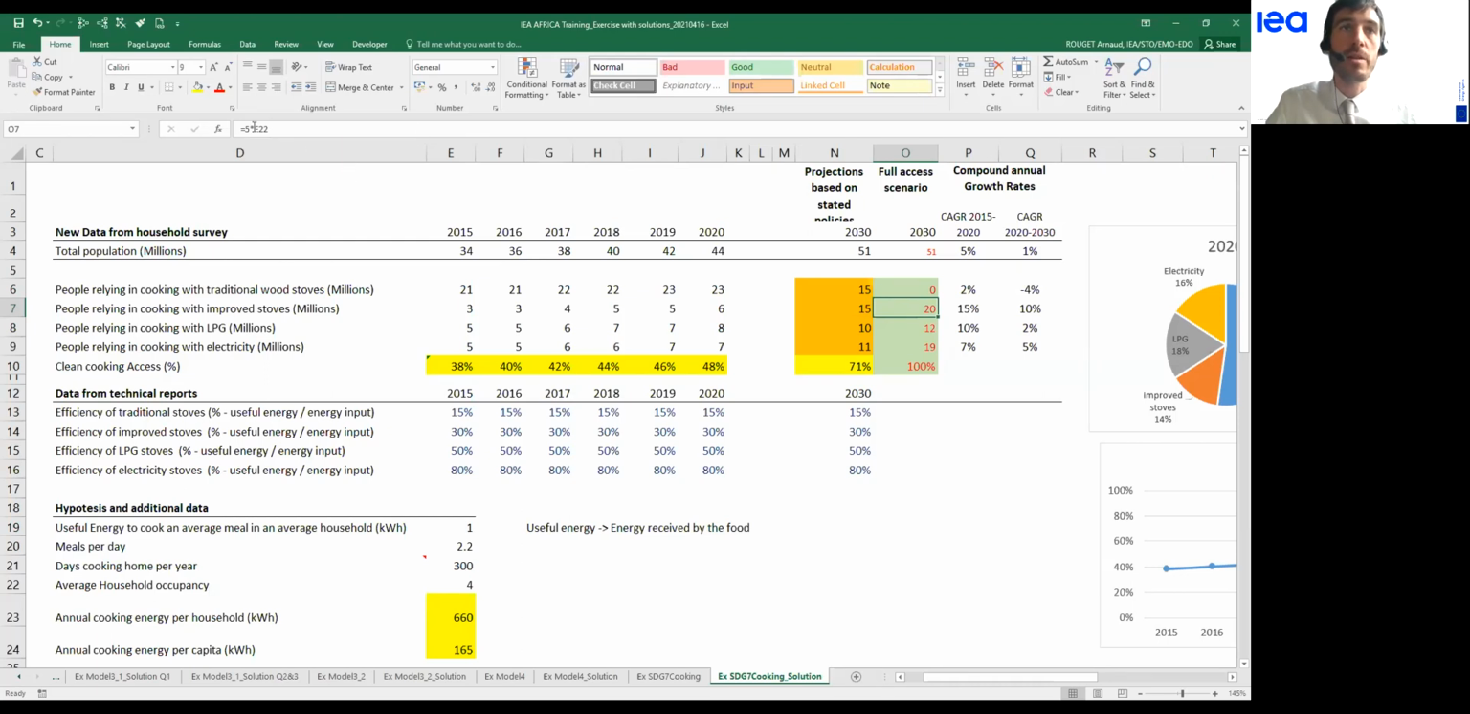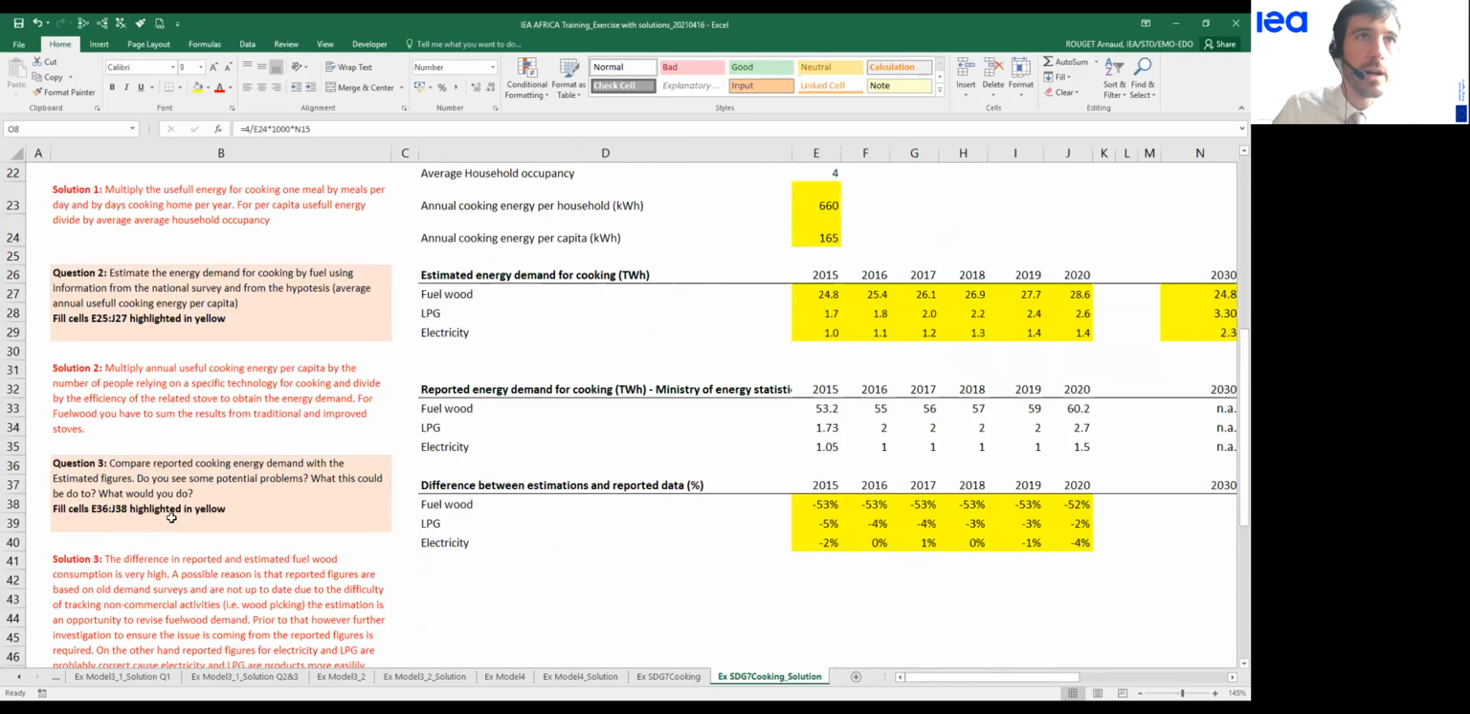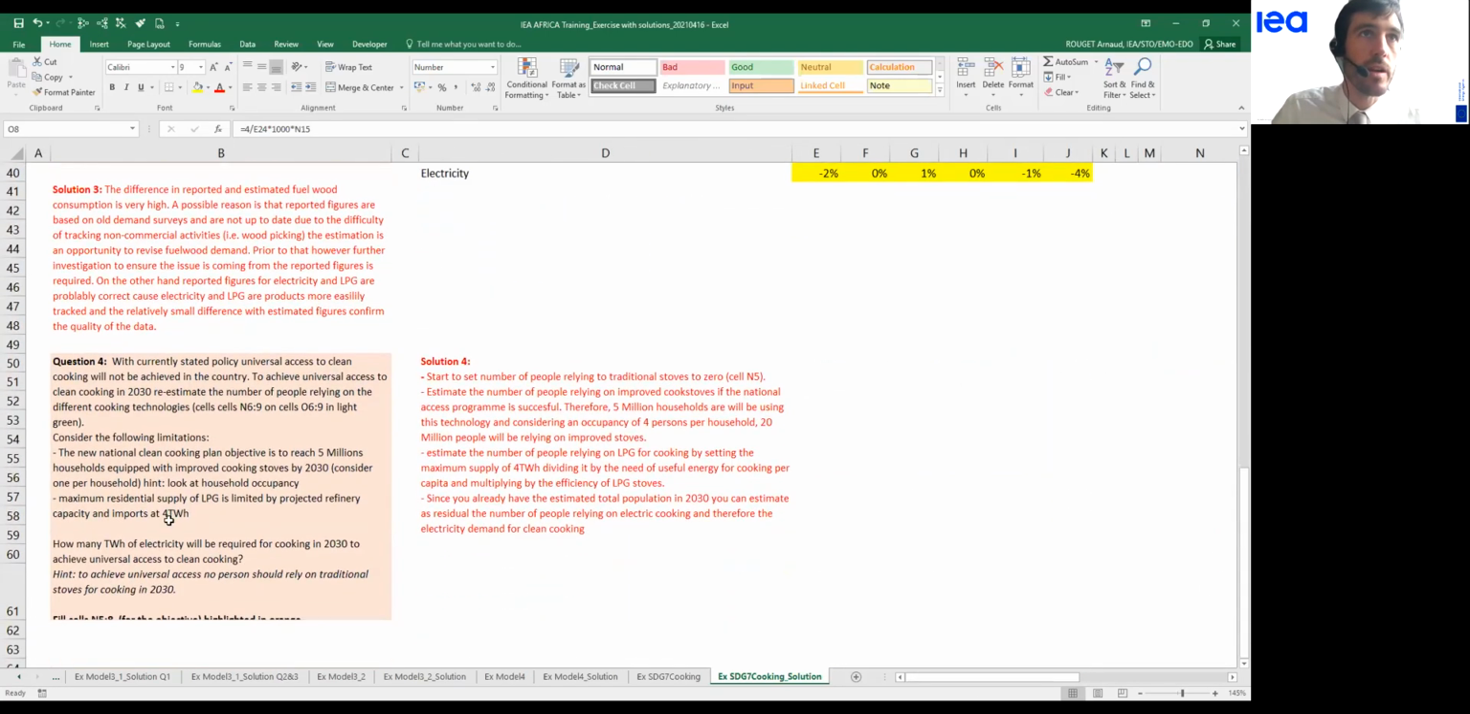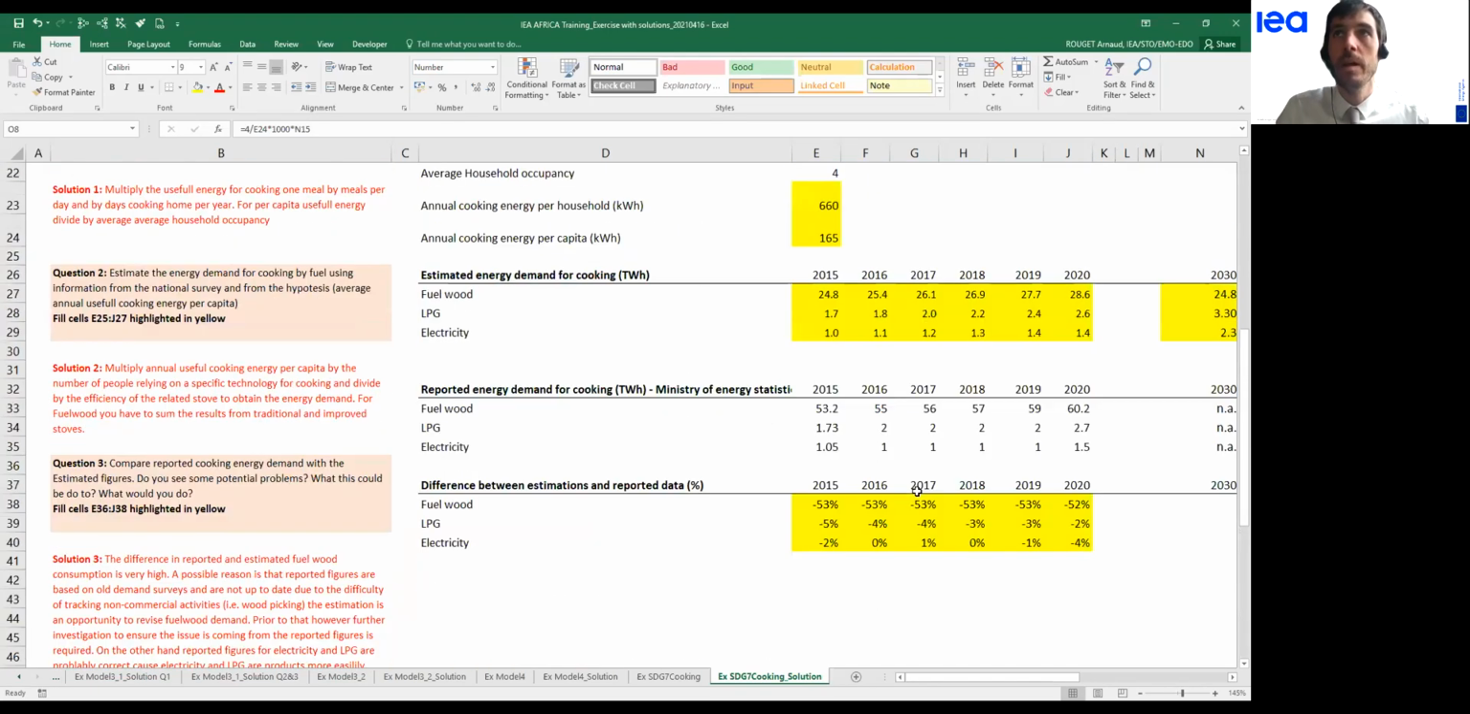So these 5 millions need to be multiplied by the average number of people per household to come to a capita number. Then we were also given some assumptions on the total possible supply of LPG, which is acting as a limitation because we don't project to be able to import or to distribute more LPG than, I think it was 4 terawatt hours per year.